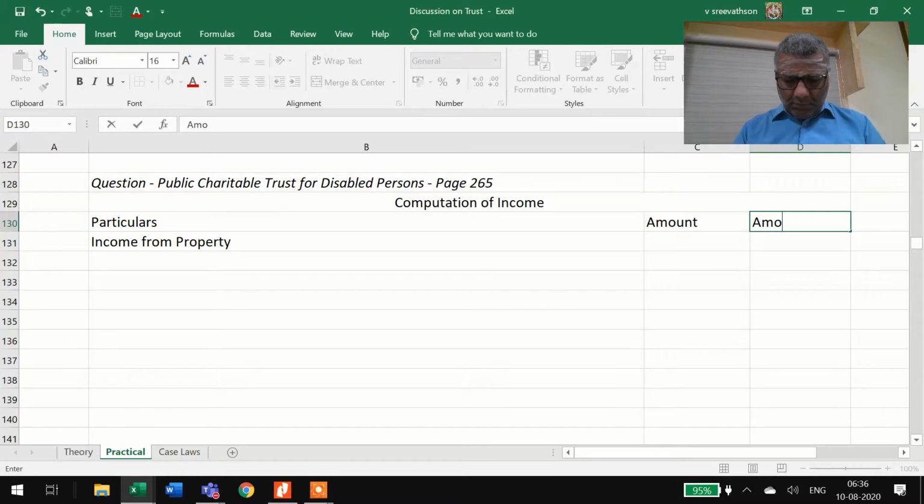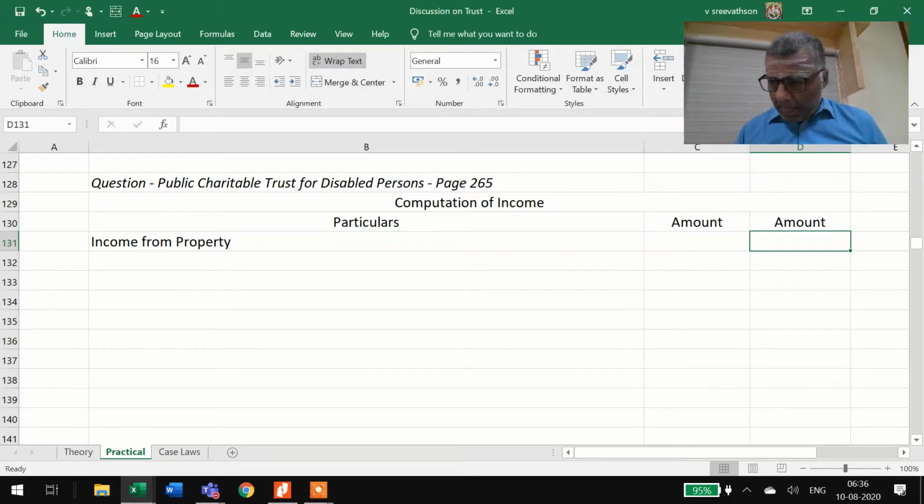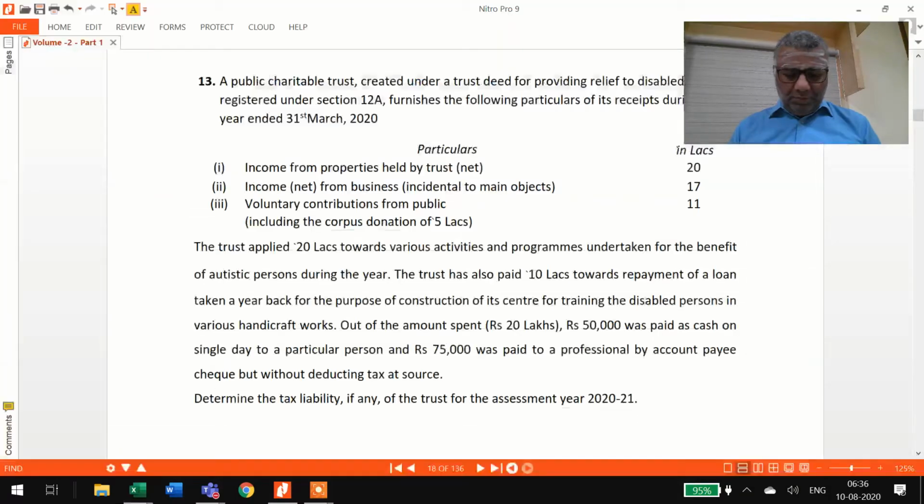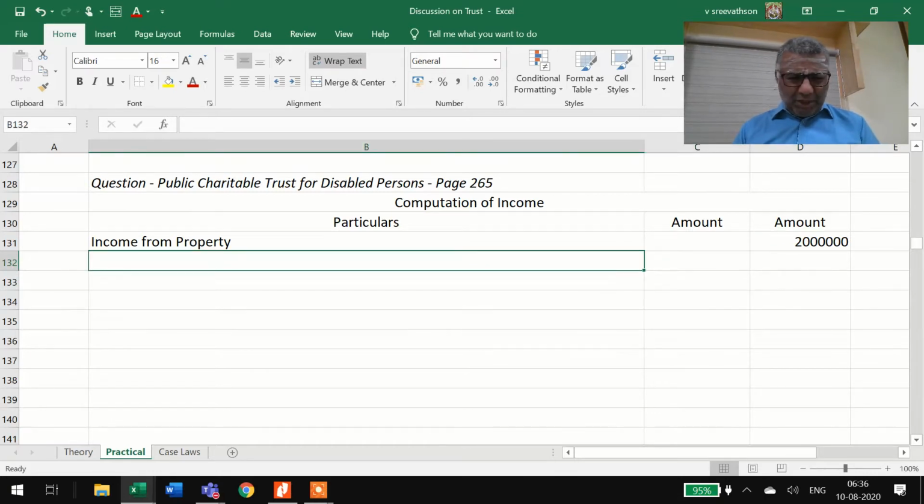Sir, will the previous question be covered under 10(23C)? No, I'll tell you. It will come. We are going to do something. I'm doing it in absolute values. In examination, you can do it in lakhs.